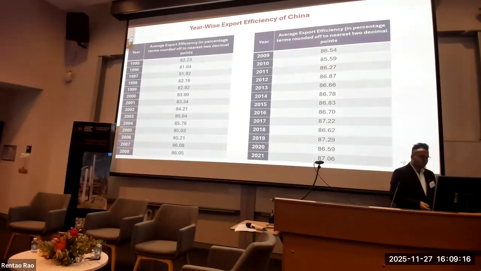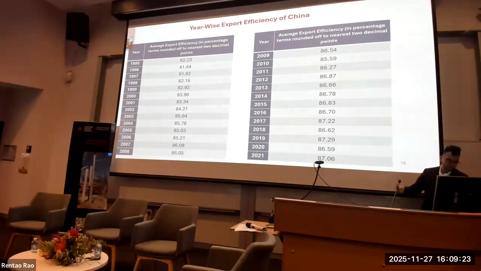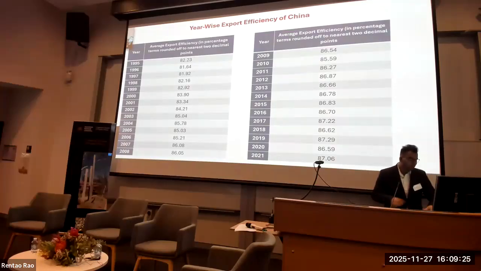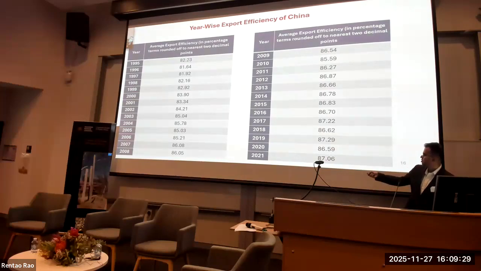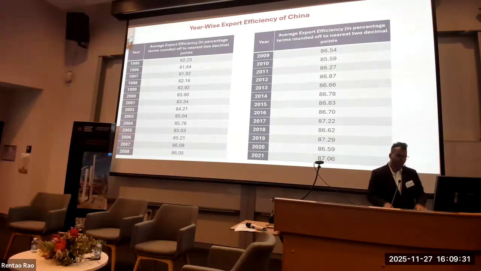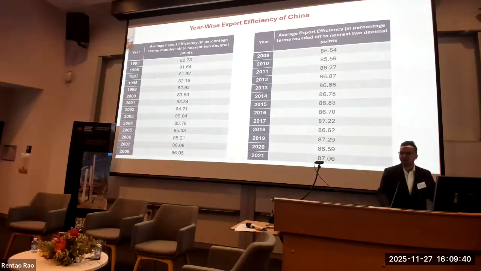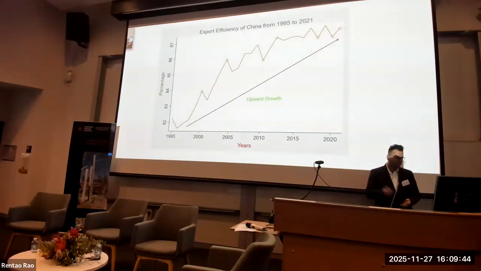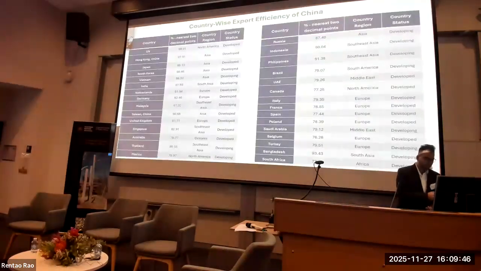Yeah. So if we see from 1995 to 2021, it has increased by 5%. And this is very interesting because if we see the years of crisis, 2007 and 2021, China has actually increased its efficiency. It shows that Chinese systems are very robust in its trade and in its manufacturing. Yes, it has an upward trend.